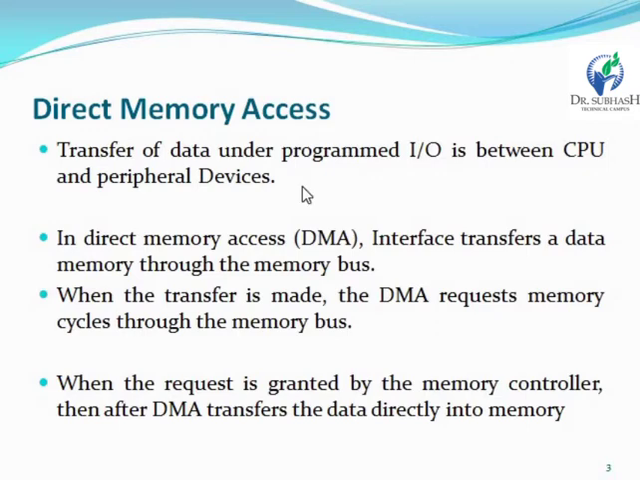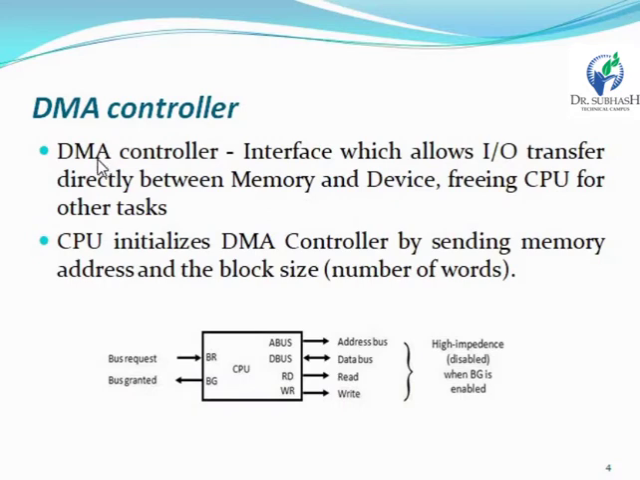How can we communicate between programmed I/O and the CPU? Now the next question: what is the DMA controller? I/O transfer directly between memory and device leaves the CPU free for other tasks. It means direct communication between the interface and the I/O device through memory. The CPU initializes the DMA controller by sending the memory address and the block size, the number of words.